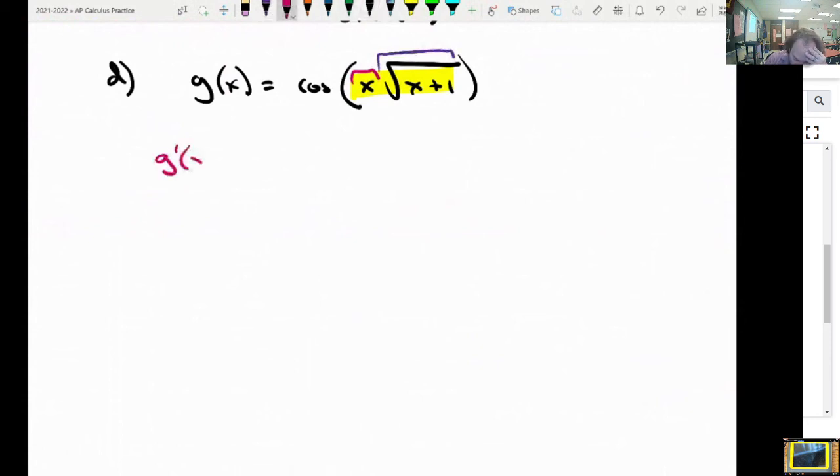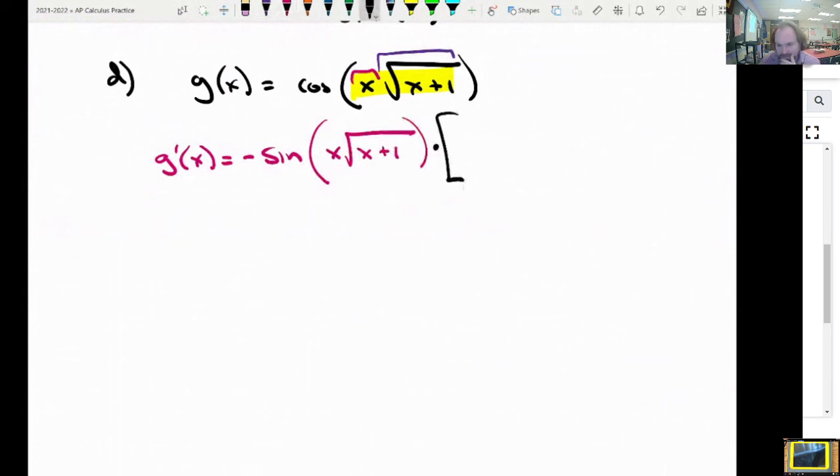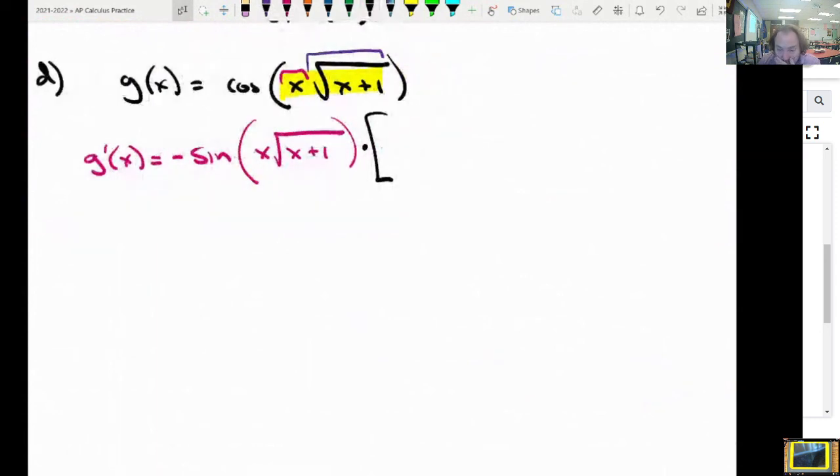G prime of x, the derivative of cosine is just negative sine. Negative sine of the original inside. We're going to leave that alone right now. But now we need to multiply by the derivative of the inside, and that is not going to be fun. That's going to require the chain rule, or sorry, the product rule. So let's think about the product rule for a minute. The original first thing times the derivative of the second thing.